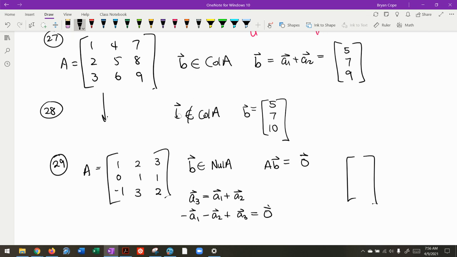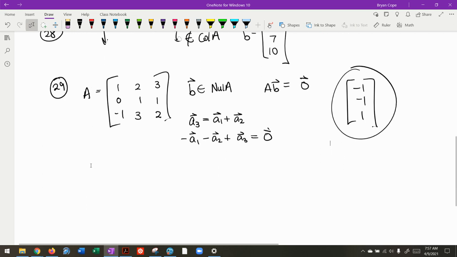That means that the scalars that I could put on the columns are -1, -1, and 1 to make the 0 vector. So this vector is a member of null A, because if we put those numbers as scalar weights on the columns of A, we get the 0 vector. Okay, 31 is next.